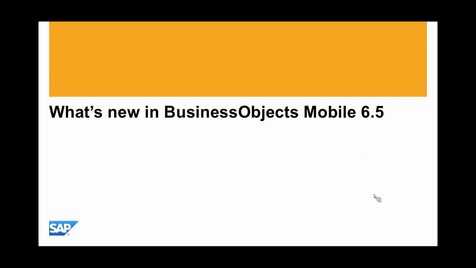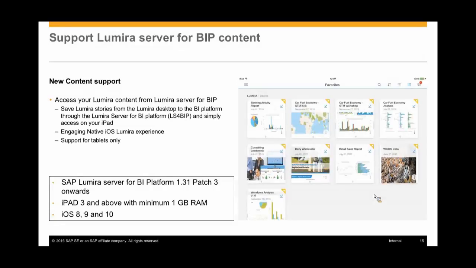And now let's quickly look at what enhancements or new features we introduced in the latest release that are available in the App Store. With the 6.4 and 6.5, now you can access your Lumira content from Lumira Server for BI platform. So basically, you would create a story in Lumira Desktop, publish that to your Lumira Server for BI platform. Once you do that, you can access it by connecting to the BI platform through Mobi, right? And you would have an engaging native iOS experience for Lumira. You would also be able to do offline for Lumira content.